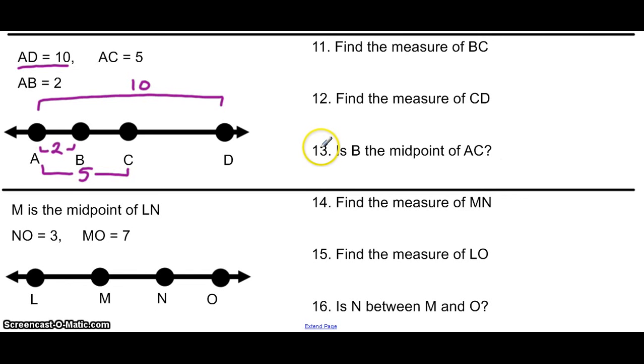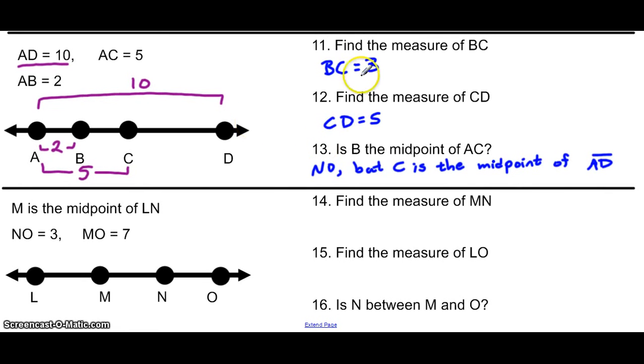Here are the answers. So for 11, BC equals 3. And how do I figure that out? Well, B to C is here, right there. I know that AB is 2, A to C is 5, so B to C is its remaining part. 5 minus 2 leaves me with 3. Find the measure of CD. Well, A to D is 10. A to C is 5, so again, the remaining part, 10 minus 5, is 5.